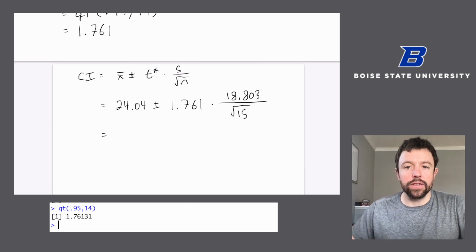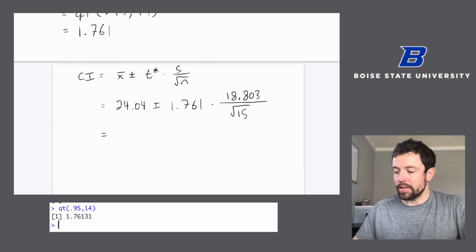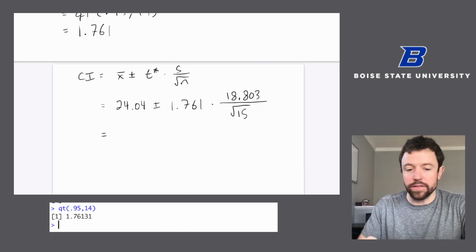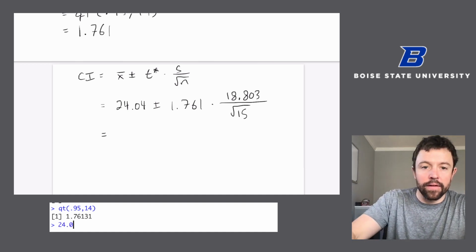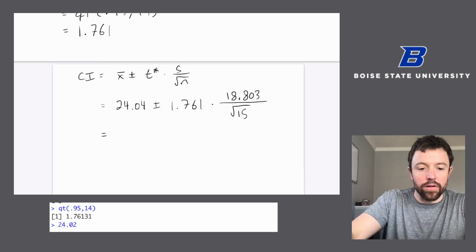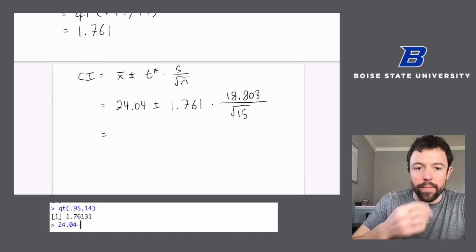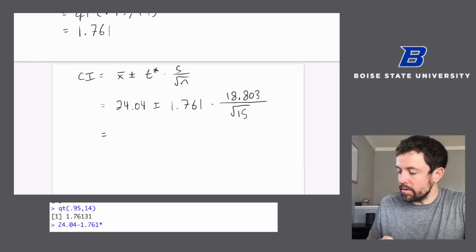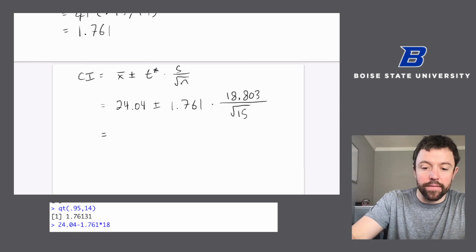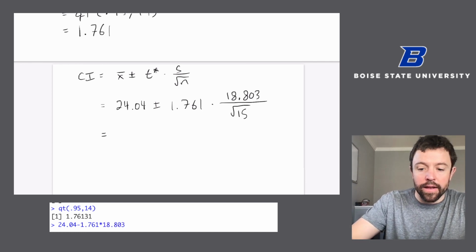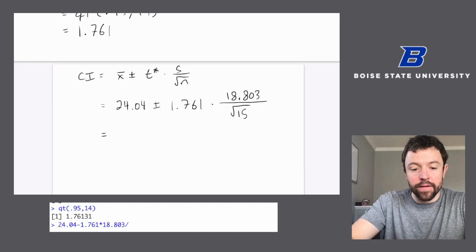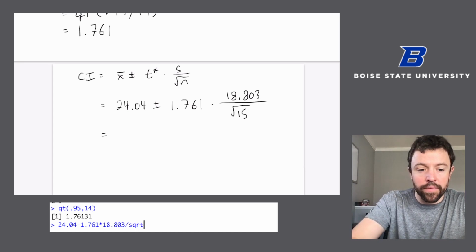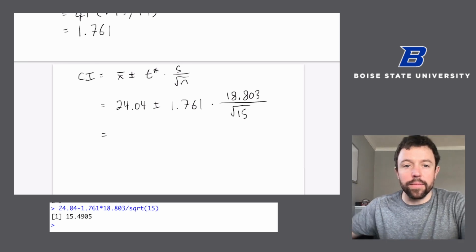And I like to do this all at once in RStudio, and I'll show you what I mean. So I'm going to do the minus part first. And the reason for that is that that's the thing that goes on the left, the smaller number. So 24.04, I'm going to do the minus part, 1.761 times, remember I need to always write in an asterisk when I'm multiplying, and then divided by the square root of 15. Click enter, and that gives me my lower bound.